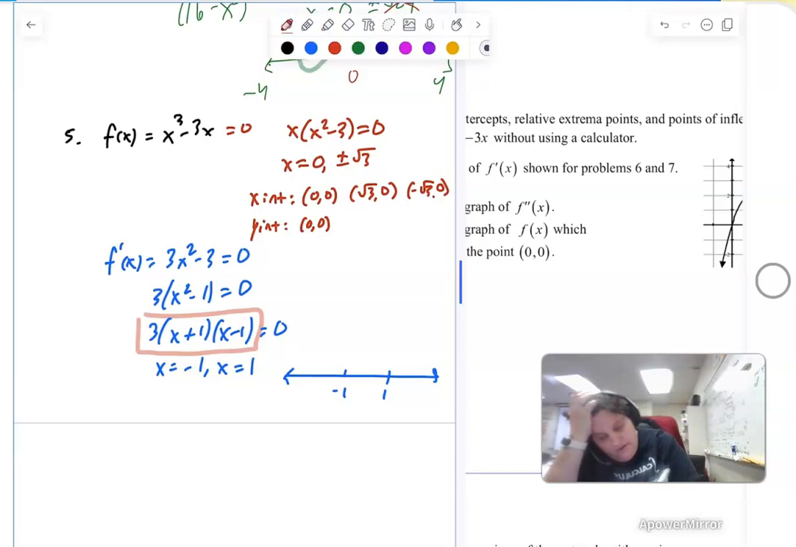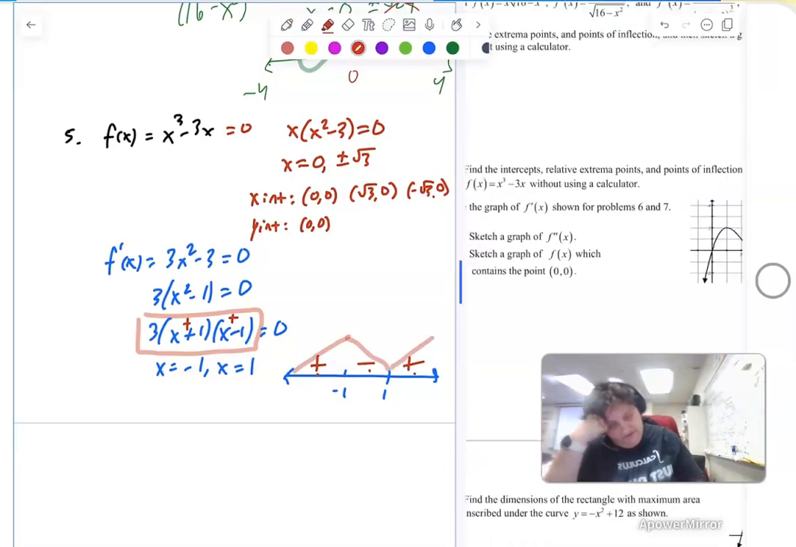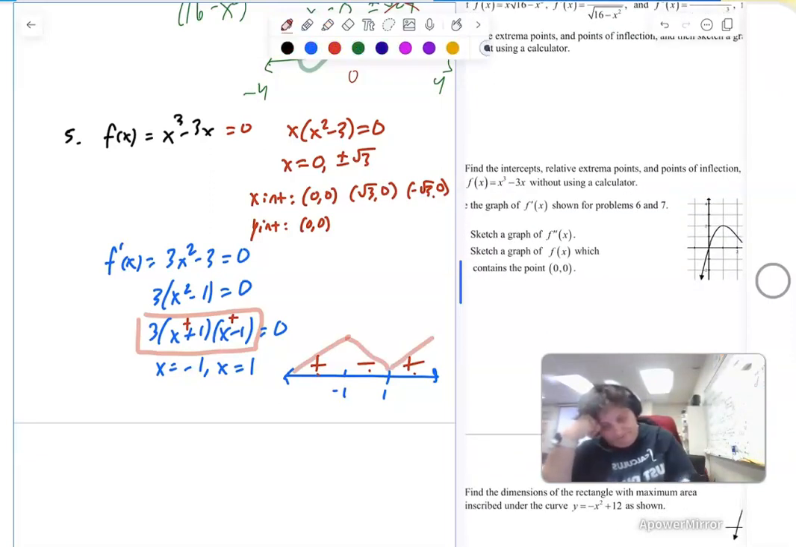And so when I test in like negative 2, that makes negative negative, which is positive. When I test in 0, that's positive negative. And when I test in 2, it's positive positive. Okay? And so it goes increasing, decreasing, increasing. And it wants my relative extrema. I have a relative max at negative 1 something. I have a relative min at 1 something. Okay, remember, the somethings I get by plugging in right here.